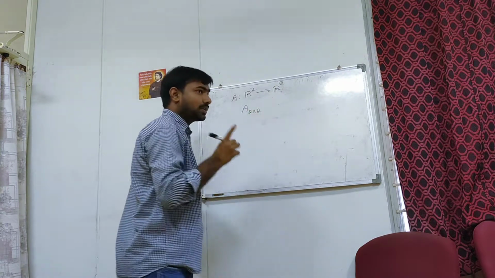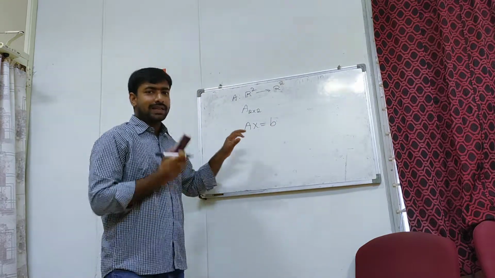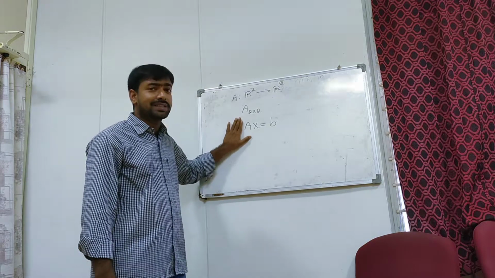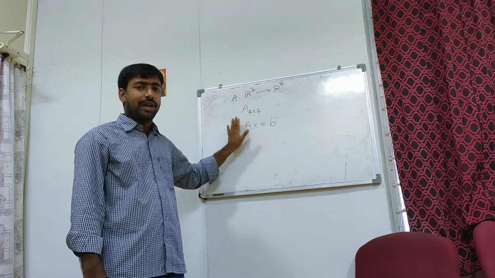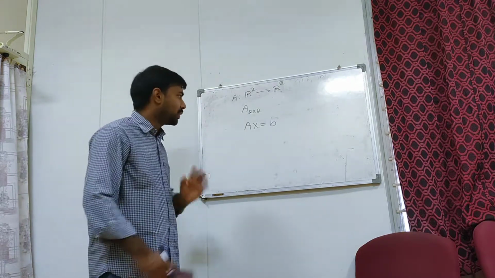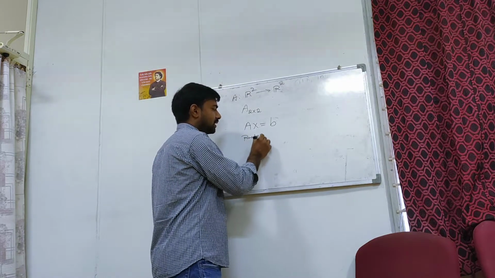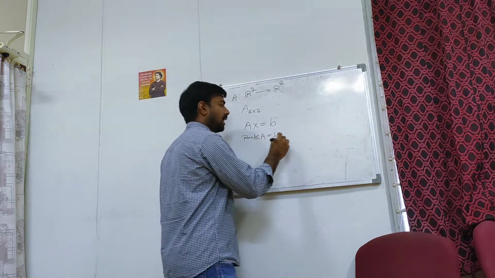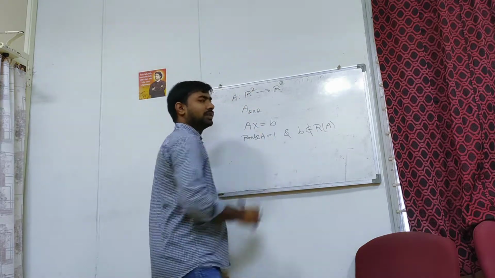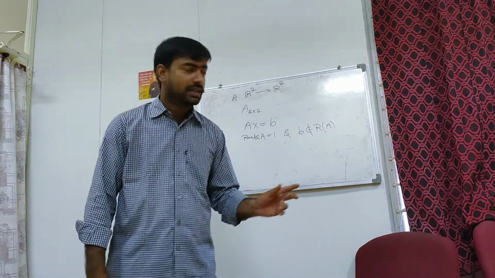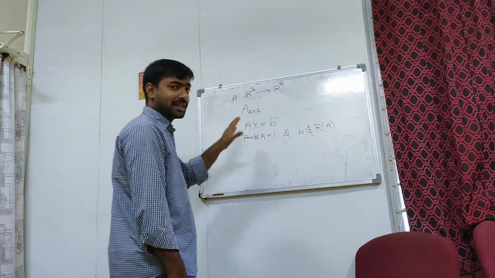So here I'd like to have a linear system Ax equal to b, and I am taking it in such a way that this linear system is inconsistent. If I take a 2 by 2 linear system, when can it be inconsistent? We know that it will be inconsistent when the rank of the matrix is 1 and b does not belong to the range space of A. If I have these two conditions, then I can say that this linear system is inconsistent.